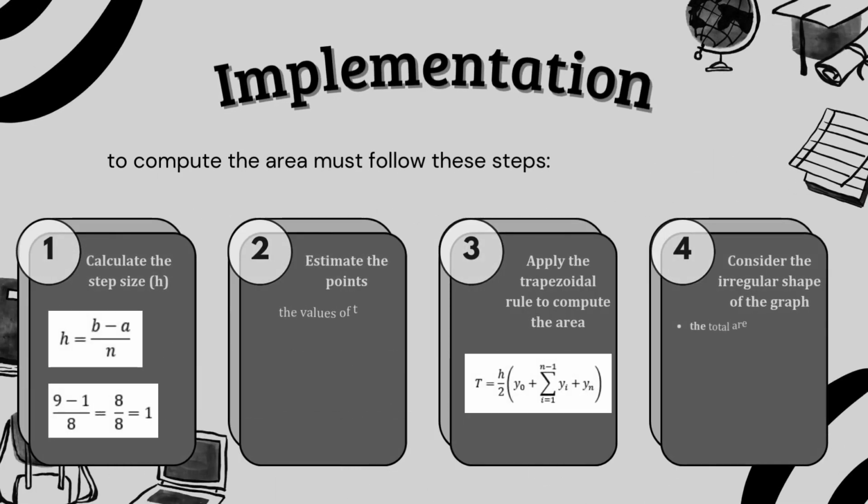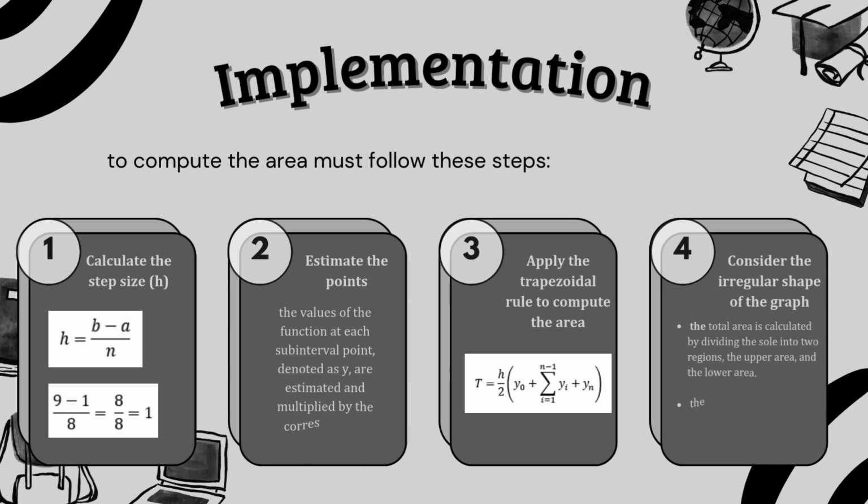To compute the area, we must follow these steps. First, calculate the step size h, which is h equals (b minus a) over n. Before that, we already have the interval [a, b] equal to [1, 9]. So, 9 minus 1 over 8, we get h equals 1.